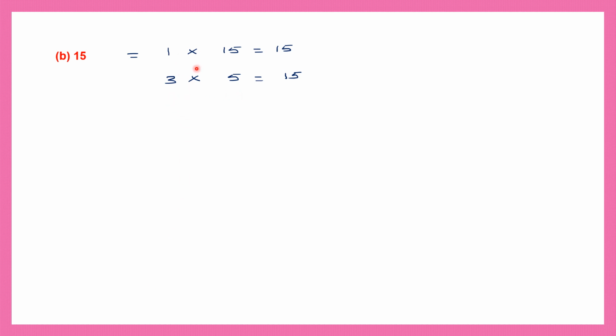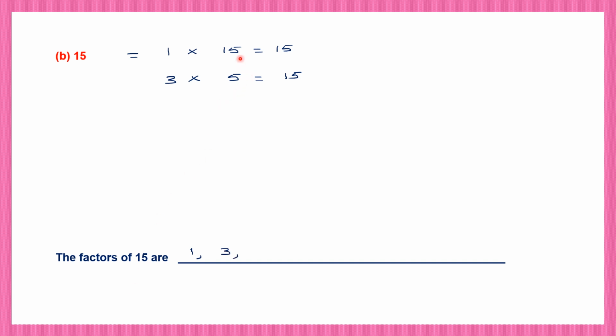So we finished 1, 2 does not give, then we went to 3, now 4. Will 4 into anything give us 15? No. What's the next one? 5. 5 into what? 5 threes are 15, but we already have 5 and 3. That means we don't have to repeat it and we've come to the end of the factors. So what are all the factors of 15? 1 and 15, 3 and 5. So let's write the factors in order. The factors of 15 are, starting with the smallest one, 1, 3, and then let me go backwards, 5 and 15. So we've got them in order from small to big.